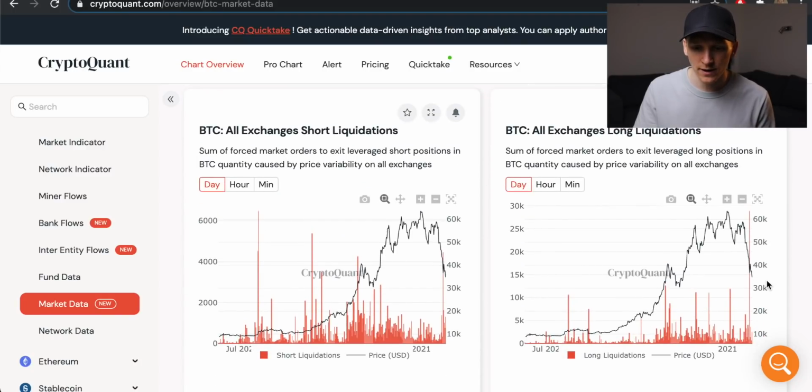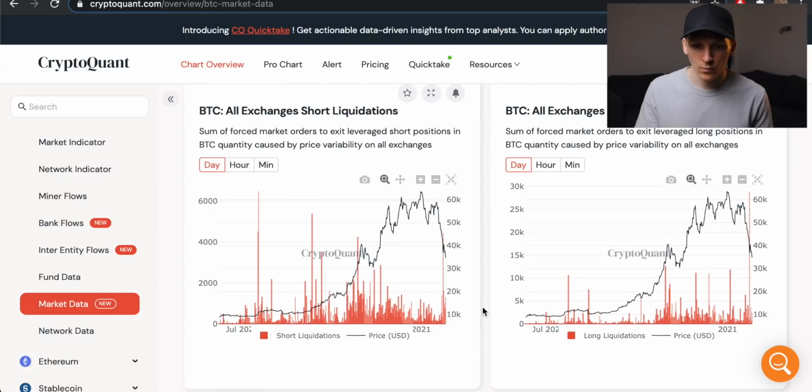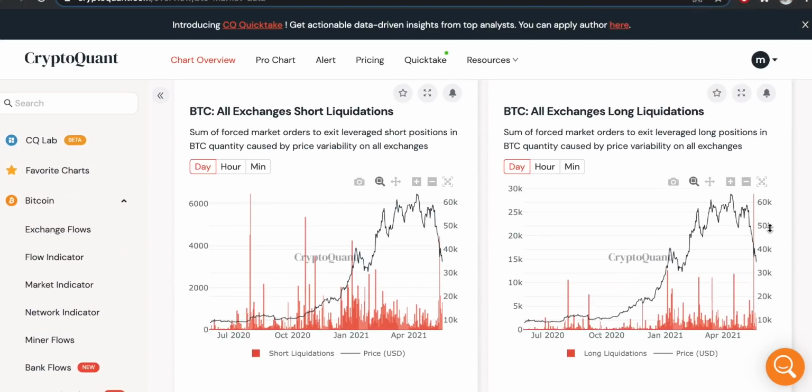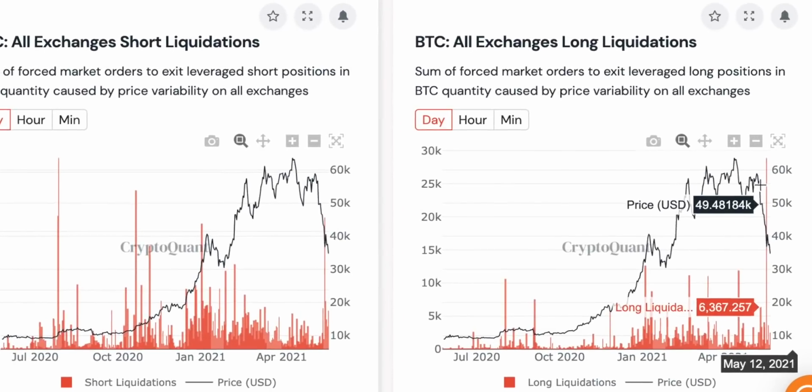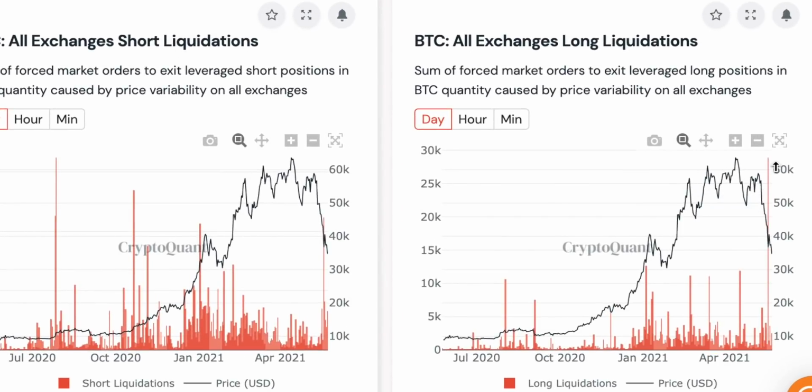So the liquidations are right here. And what you can see is that when there are very large moves in the price, you'll get liquidations. So as you can see, with a very sharp move to the downside, you get long liquidations. People that have bet on the price going up, they're also leveraged and they just get wiped out. And so you can see a huge amount of liquidations right here.